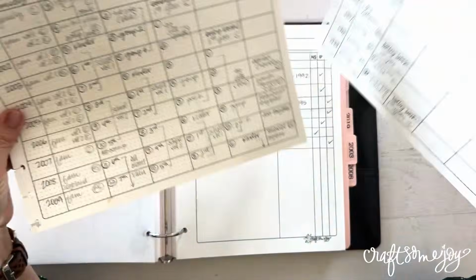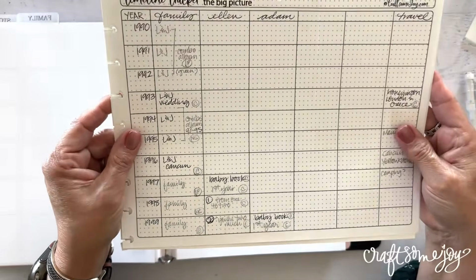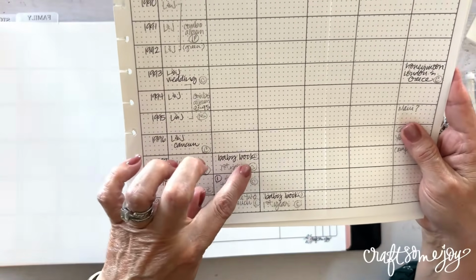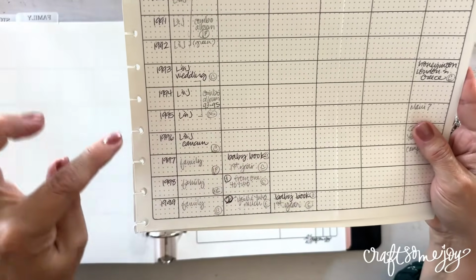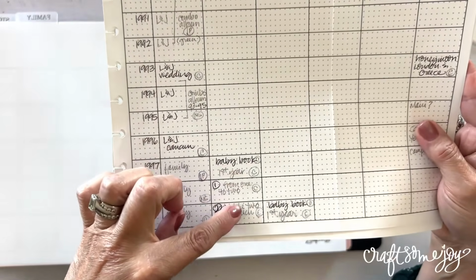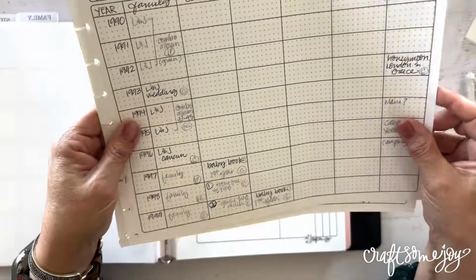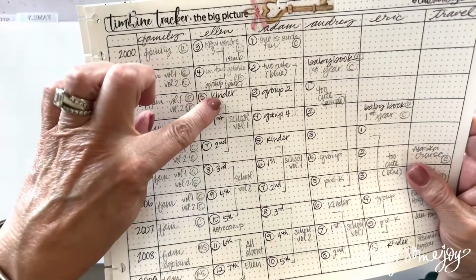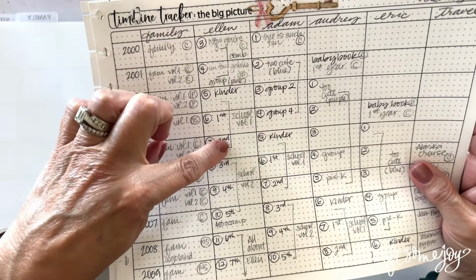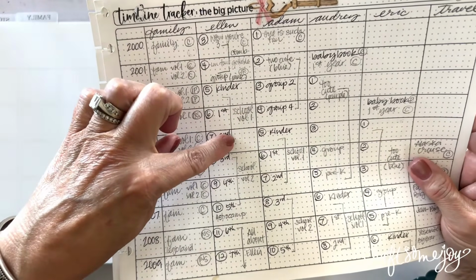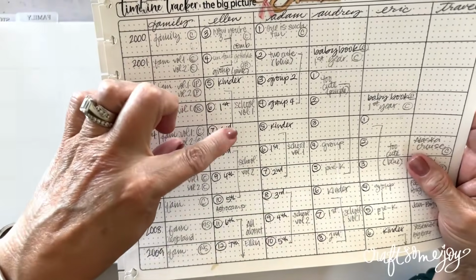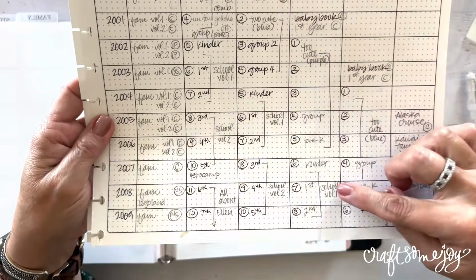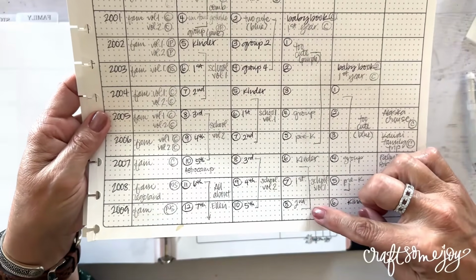So not only can you track your family books, you can also track your children's books, and then you can also track, like here, this is when she started school. So you can see, oh, this is school volume 1. And then for Adam, this is school volume 1. For Audrey, this is school volume 1.